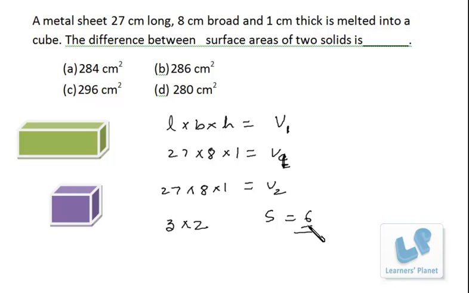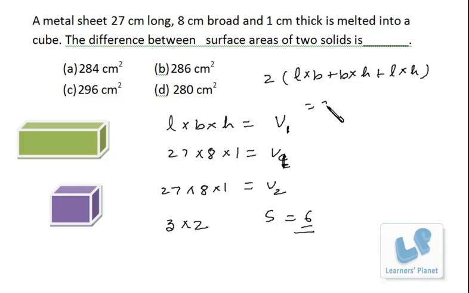Okay. Now we know the side of the cube. We know the sides of cuboid. So we can calculate their surface area. Now what is the surface area of this cuboid? Maybe if we talk about this metal sheet, so it's twice L into B plus B into H plus L into H. Okay, so this is the surface area of this cuboid.